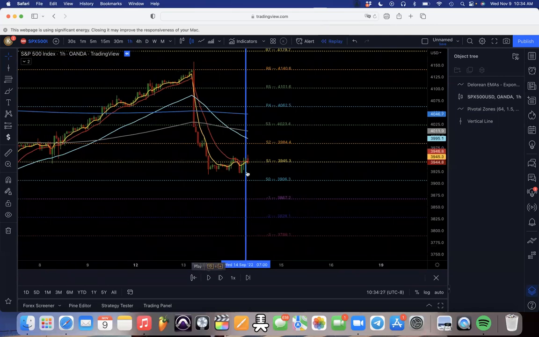Okay. So we got a key pivot level here, and we are at the S1. We have aqua gray and blue in alignment.